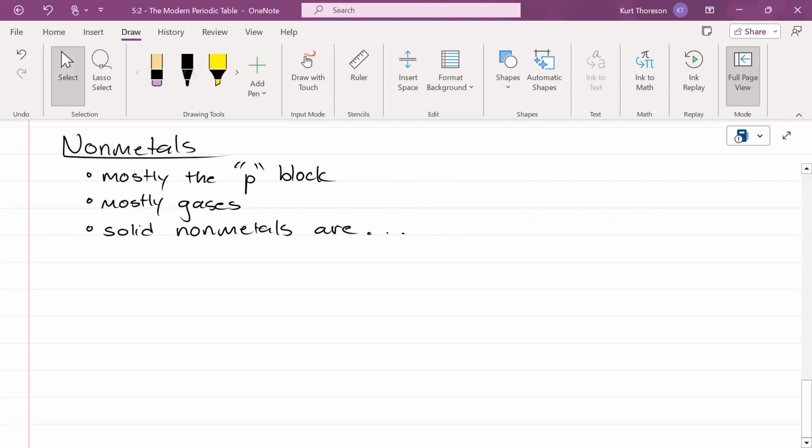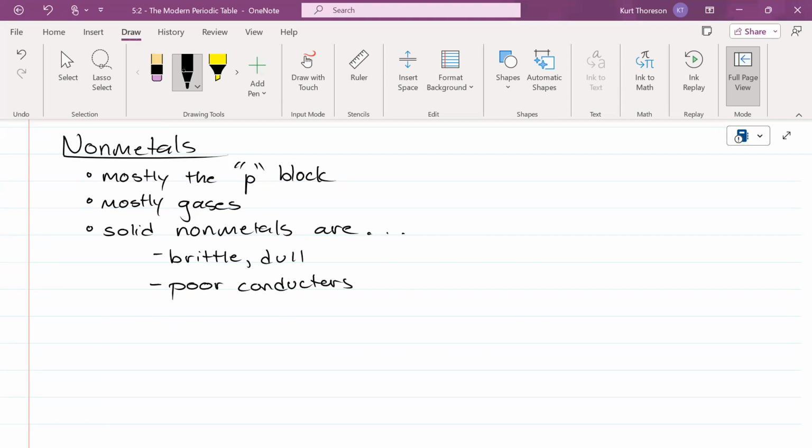solid nonmetals are brittle, dull, poor conductors of heat and electricity. Let me ask you all this. You use your pencil lead and it snaps under you. And you're like, ah, crap. You got to push your pencil and get more lead out. Would you say your pencil lead is a metal or a nonmetal? It's a nonmetal. It's carbon. Carbon is a nonmetal.